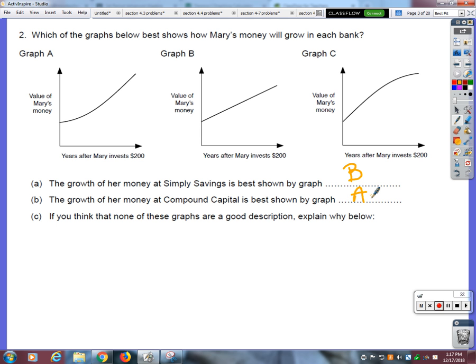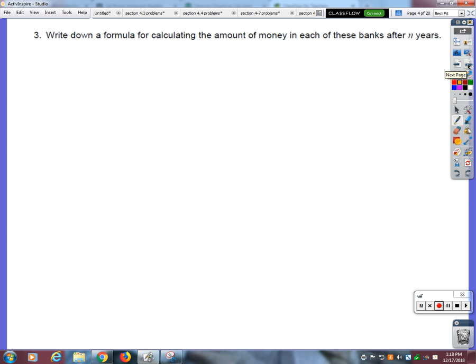Yeah, going up by the same amount each time. Yeah, great word, constant. This one has a constant slope. It's going up by $20 each year. This one has an increasing slope. It's getting steeper and steeper and steeper. And this one is totally out of the question. Okay, does that make sense? No, so C is neither one of those. It's there just to trick you.